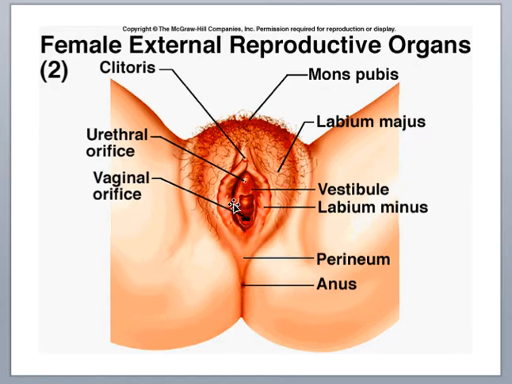The vestibule is where you see the urethral orifice and the vaginal orifice. And it's those vestibular glands that are going to produce the majority of lubricating fluids during sexual intercourse. Only a small volume of lubricating fluid comes from the males, and that would be from those bulbourethral glands.